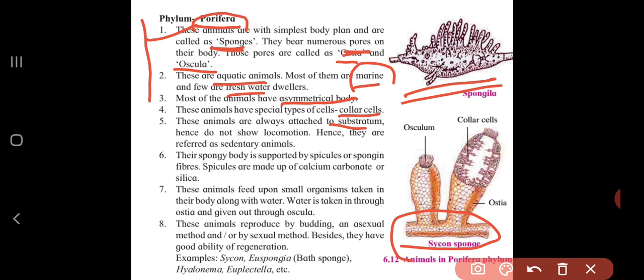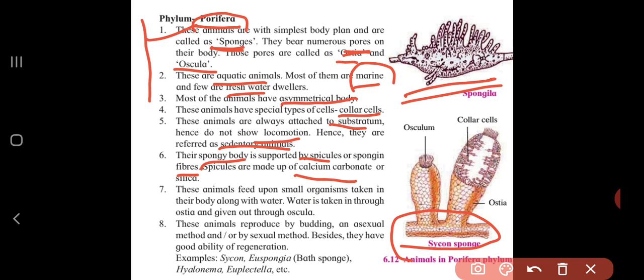Hence they do not show locomotion. They are fixed, so they are sedentary. Hence they are referred to as sedentary animals. Their spongy body is supported by spicules or spongin. They have spicule fibers. Spicules are made up of calcium carbonate or silica, which give their body a framework.